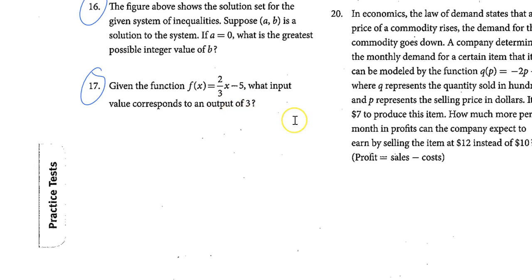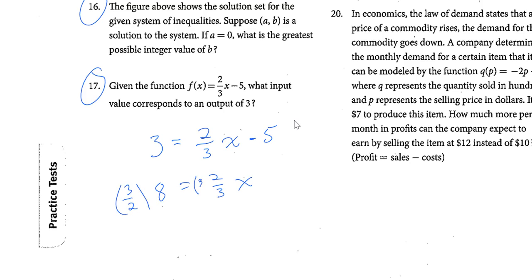Alright, let's look down here at 17. Given the function f of x is equal to 2 over 3 times x minus 5, what input value corresponds to an output of 3? Well, an output of 3 means f of x is equal to 3. The input is our x, so we just need to solve. I'd add 5 to both sides. Multiplying by a reciprocal, that would be multiplying both sides by 3 over 2, which would give me 12. So I would just grid in 12.